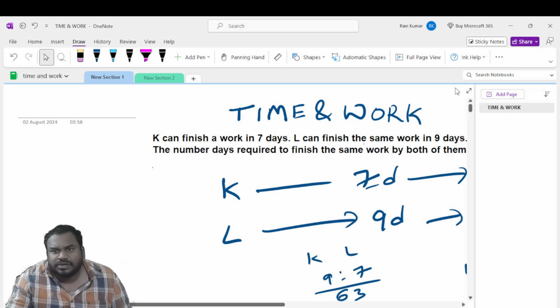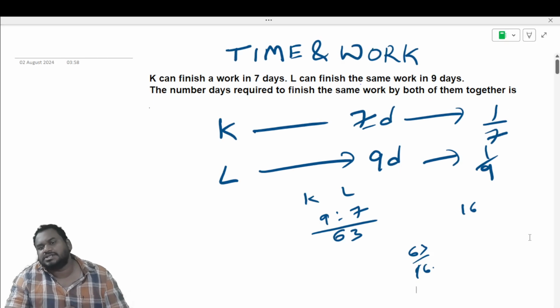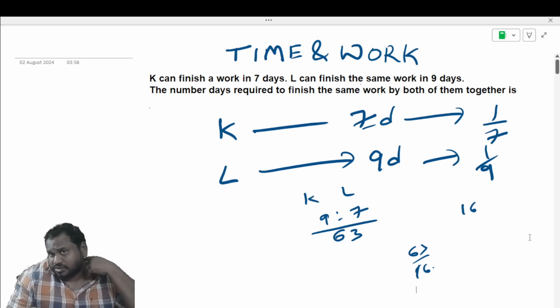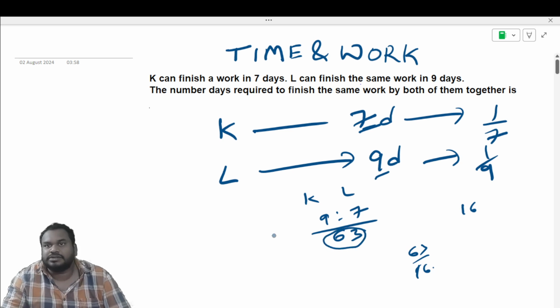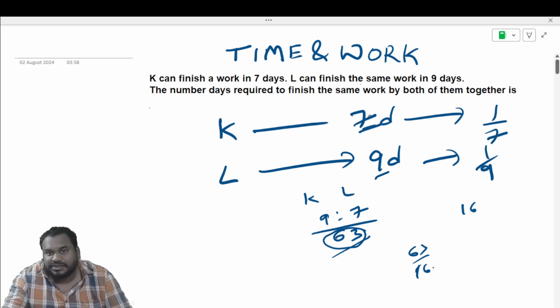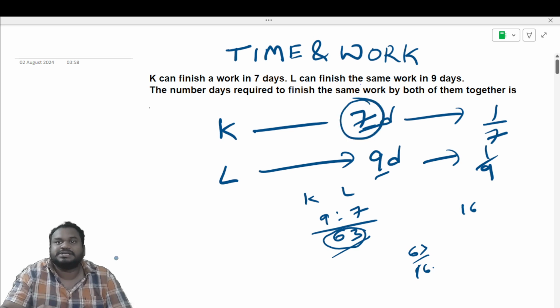So, the LCM of 7 and 9 is 63. This can be done in 2-3 ways, and I'll tell you all those ways. First, you have to take the LCM of these days. That is 63, and you have to write it down at the bottom. Now just divide this 63 by the number of days taken by K.